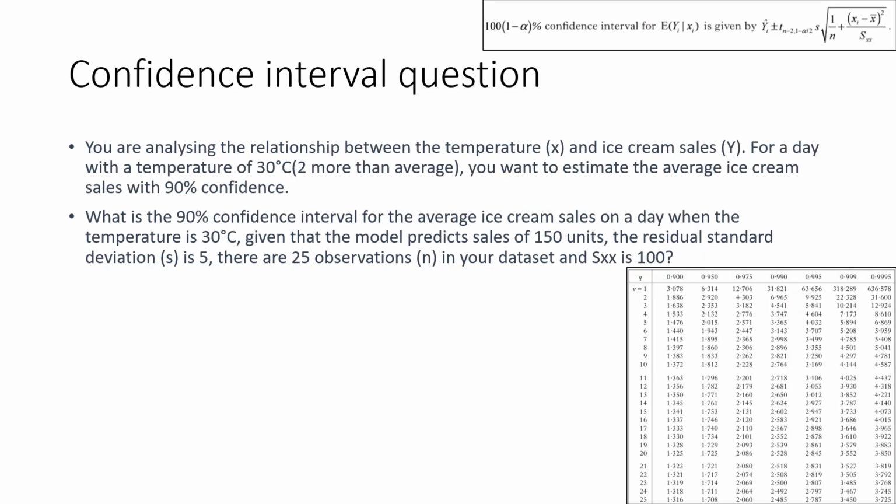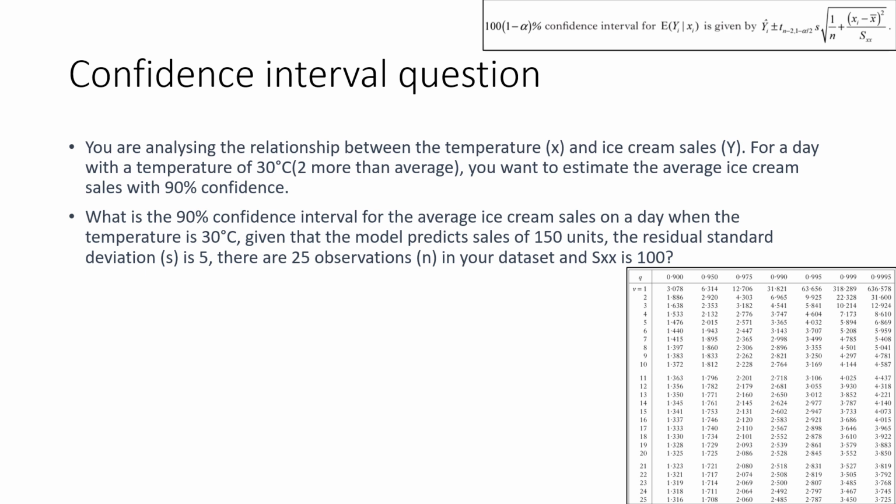Now let's do a confidence interval question. You are analyzing the relationship between temperature and ice cream sales. For a day with a temperature of 30 degrees Celsius, 2 more than average, you want to estimate the average ice cream sales with 90% confidence. What is a 90% confidence interval for the average ice cream sales on a day when the temperature is 30 degrees Celsius? Given that a model predicts sales of 150 units, the residual standard deviation is 5, there are 25 observations in your data set, and SXX is 100.